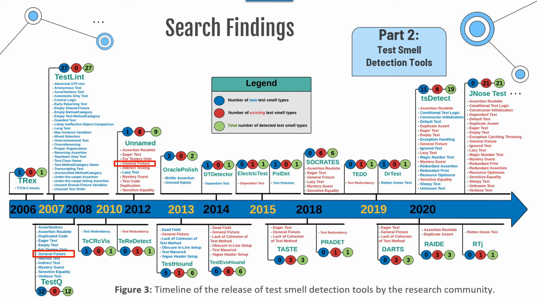From this graph, we can see that the tool with the highest number of test smells is named TestLand, followed by JUnit presenting 21 detected test smells, and the other tool is TSDetect, presenting 19 test smells.